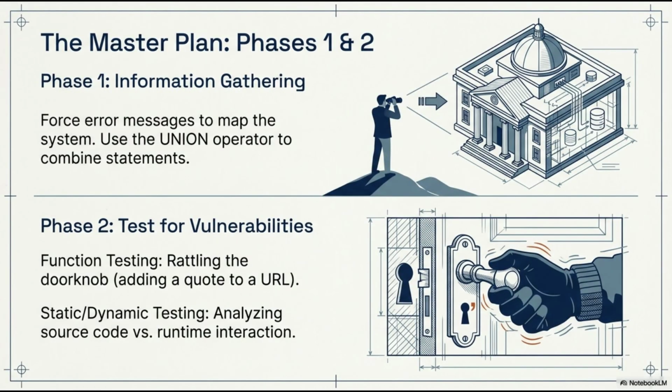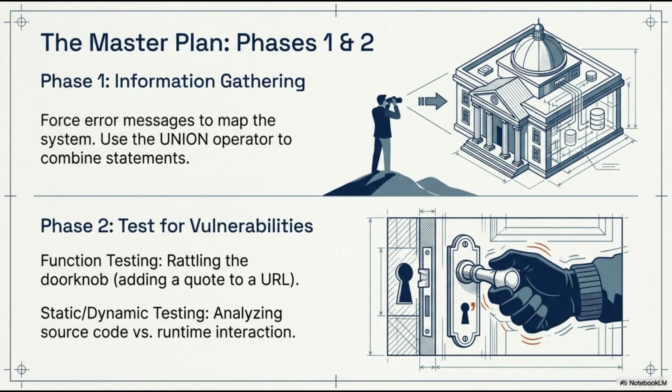Phase 2 focuses on testing for vulnerabilities. The slide contrasts function testing with static and dynamic testing. Function testing is essentially rattling the doorknobs. You append a single quote to a URL parameter and observe if the site throws a SQL syntax error. Right, whereas static testing involves analyzing the actual source code offline, scanning for improper input handling. Dynamic testing, on the other hand, evaluates the application while it's running, monitoring how it interacts with a database in real time under various load conditions.